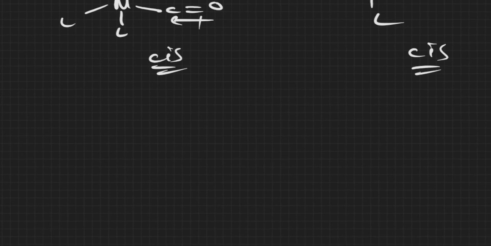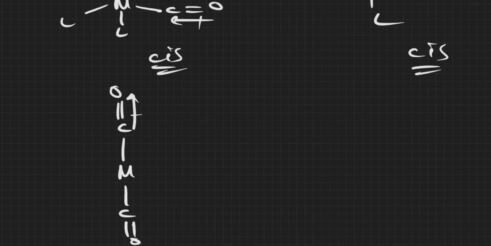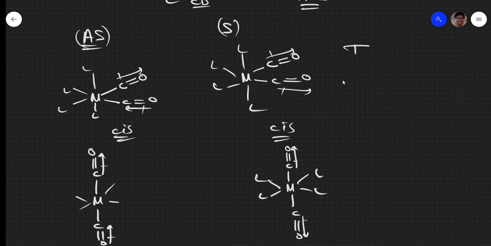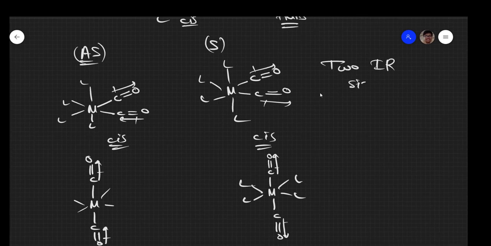Similarly for the trans one, in the antisymmetric stretch, one CO will expand but the other will contract. For the symmetric stretch, one CO will expand and simultaneously another CO also expands. So for these two types of vibration, we will get two IR signals for both the cis and trans complex.